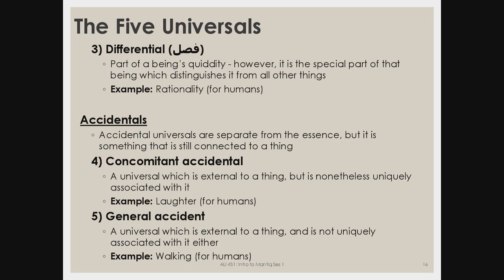But it is sort of external to it, meaning that you can still conceptualize a human without it. For example, laughter. Again, presuming monkeys, apes and gorillas don't laugh. If you say laughter is only a quality that humans possess, that is now an accidental attribute, but can you conceptualize a human without the quality of laughter? You say, yeah, I can.